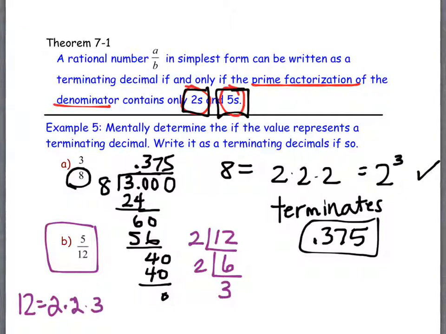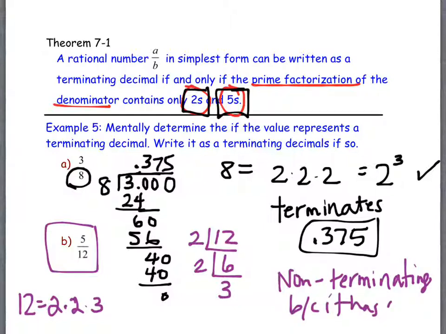Will this terminate? No, this is non-terminating. Why? Yes, because it has a factor of 3, in particular that 3 being in the denominator. If it had a factor of 3 in the numerator, that I don't care about. It's only the denominator that we're factoring after the problem has been reduced. Any questions on that? Okay.